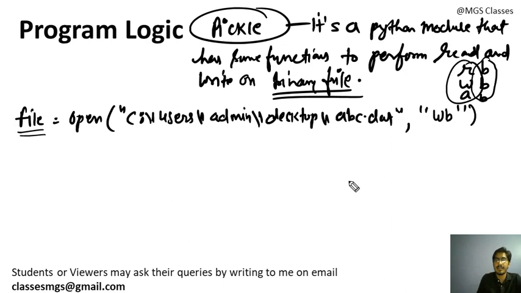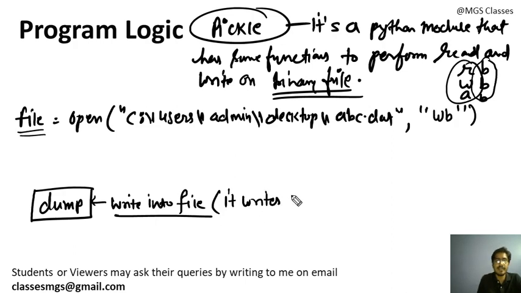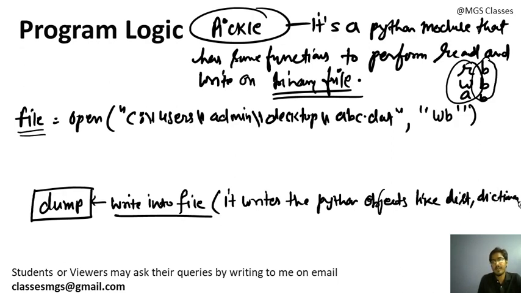Now what is pickling? Pickling has two methods. One method is dump. The dump method is basically used to write into a file. What does it specially write? It writes Python objects in the file, Python objects like list, dictionary, or any other object.